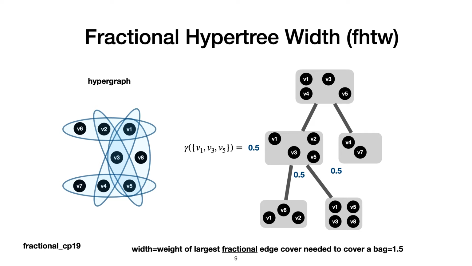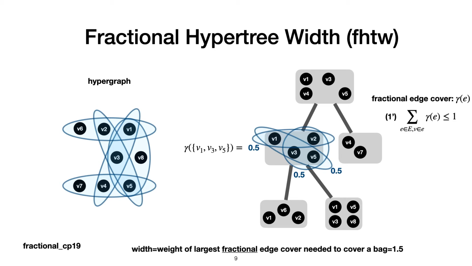Fractional hypertree width generalizes this concept. On top of simply considering the number of vertices in a bag, one defines a so-called fractional edge cover, where one assigns for every bag and each of its hyperedges a value between 0 and 1. In our case, the hyperedge that contains v1, v3, v5 is assigned a 0.5. The one that contains v1 and v2 is assigned a 0.5, and the one that contains v2, v3, and v5 also is assigned a 0.5.